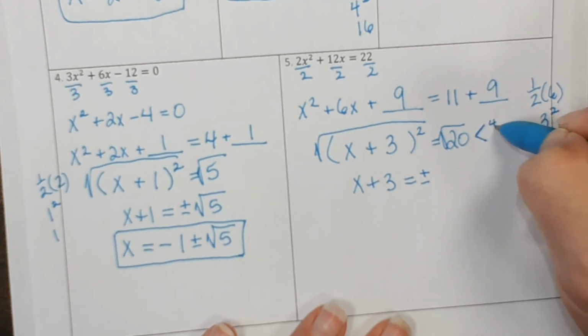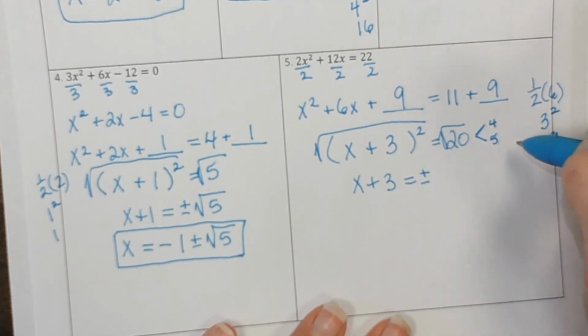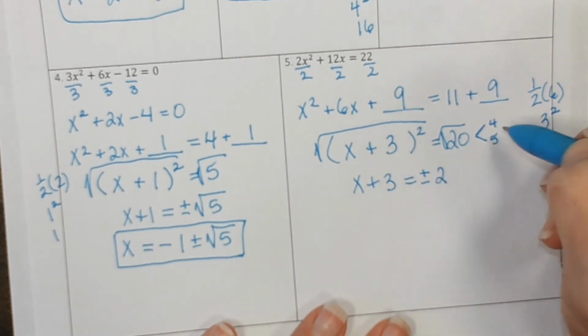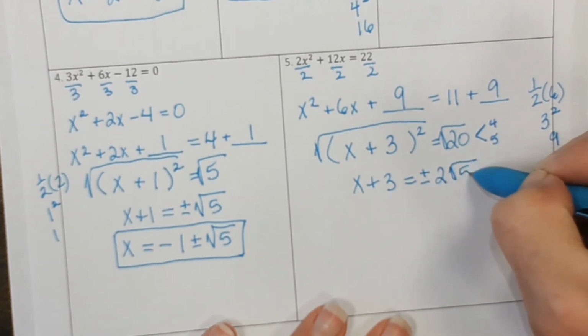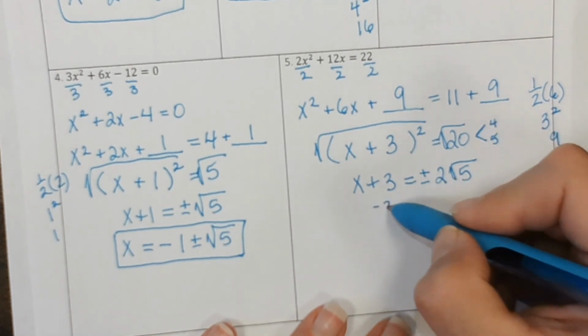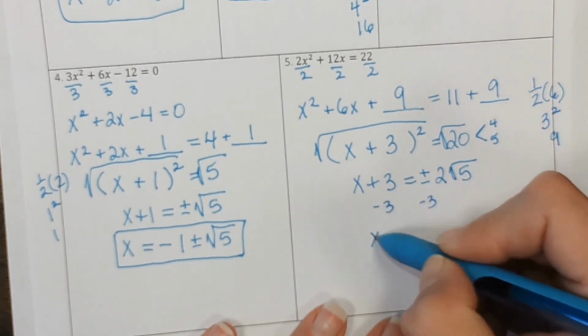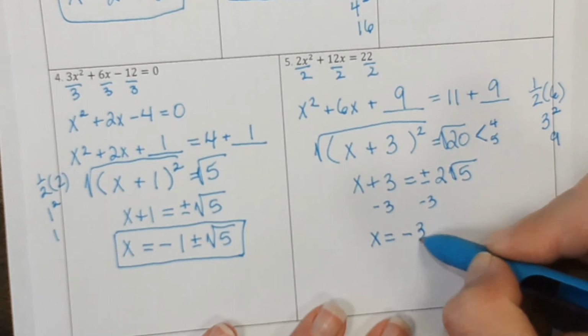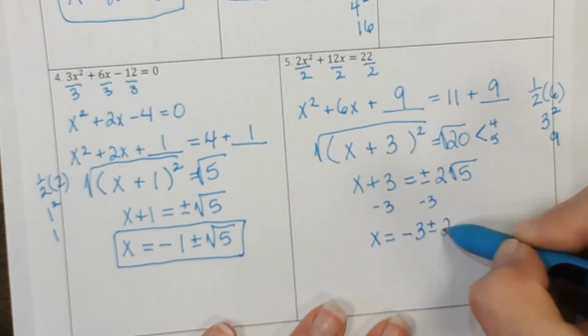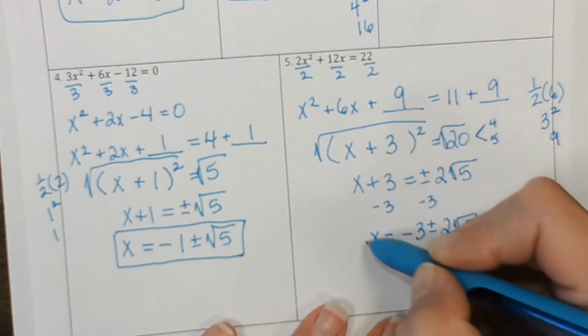I know that there's a perfect square of 4 and a 5. So a perfect square root of 4 would be 2, and then the 5 is going to just stay underneath the radical. And then I subtract my 3 from both sides, so x is equal to negative 3 plus or minus 2 root 5.